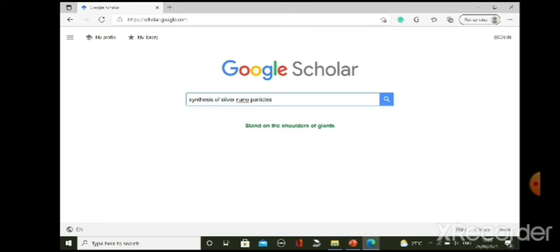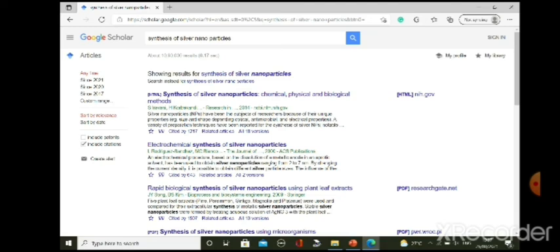So I will write this here: synthesis of silver nanoparticles. And then I will press on search. So this is what appeared. So these are the several publications in relation to synthesis of silver nanoparticles. These are the publications of papers in journals.